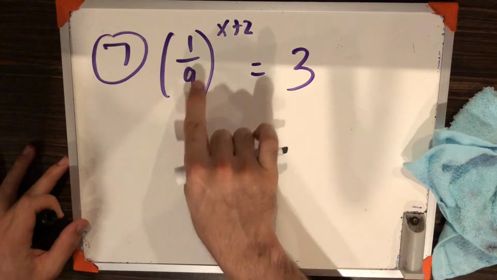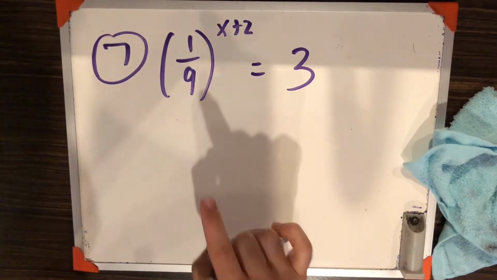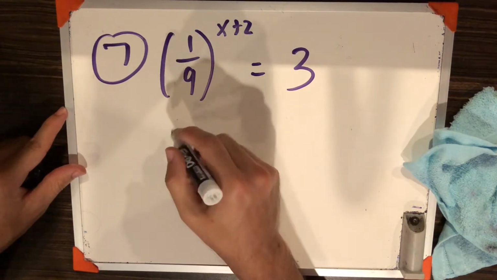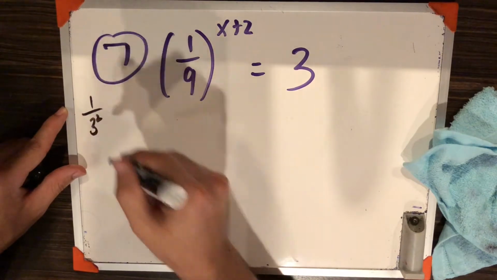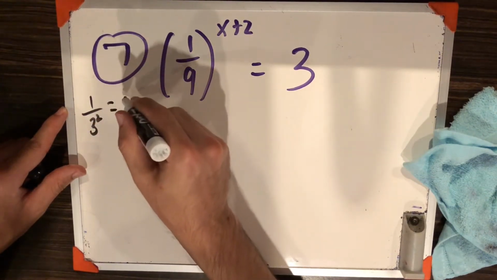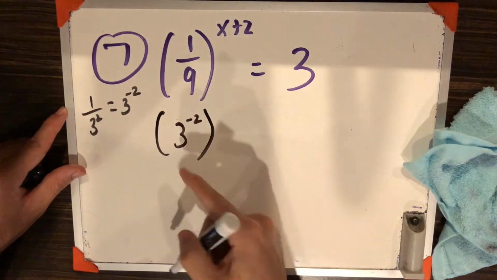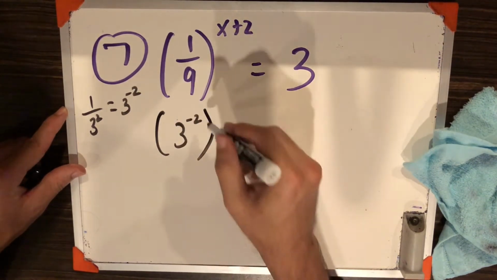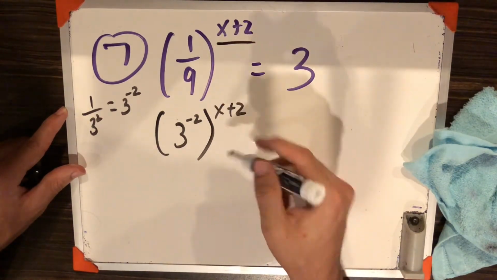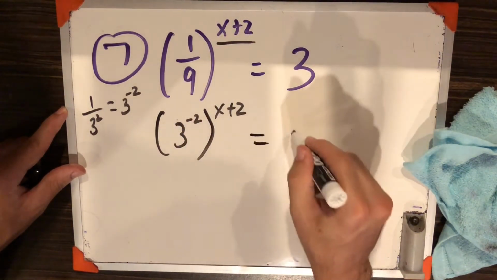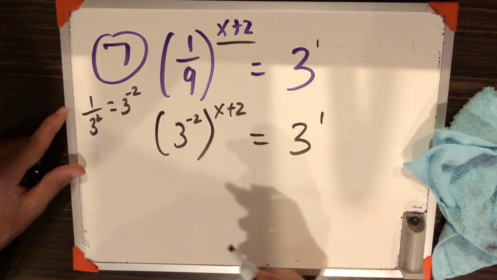Number 7. Again, probably base of 3. 1 over 9 is going to turn out to be 1 over 3 squared. Of course, we can change that to 3 to the negative 2 power. So again, 3 to the negative 2 power is the same thing as 1 over 9. Can't forget about the x plus 2 that's hanging out. That 1 over 9 is equal to 3. Of course, 3 to the first power is the same thing as 3.